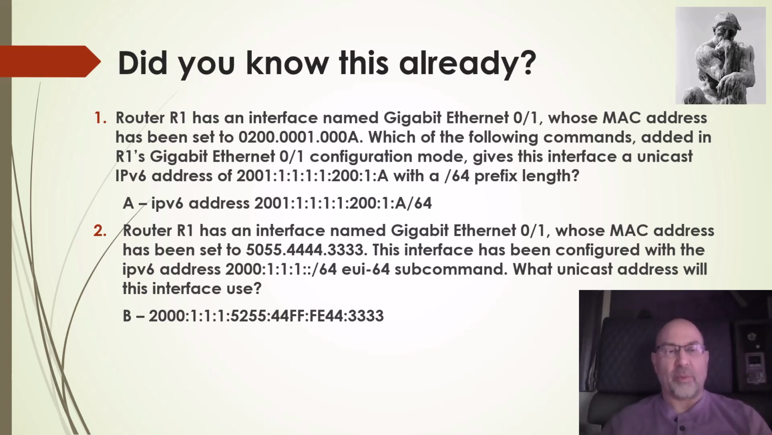So standard format. Question number two, router 1 has an interface named G01 whose MAC address has been set. The interface has been configured with an IPv6 address with the EUI argument, the EUI64 subcommand. What unicast address will the interface use? Well, this is your understanding of the conversion, right? So we just stick FFFE right in the middle, and then we flip that bit on the 7th bit. So it's 52, 55, 44, and so on.